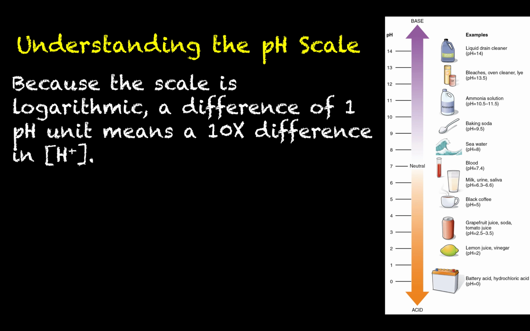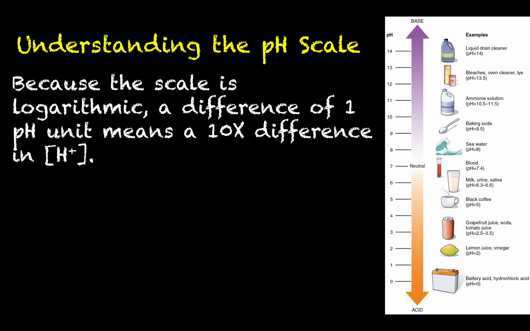The main thing I want you to understand about the pH scale itself is that it is logarithmic. So if you're comparing two pH values, being aware of the logarithmic nature of this scale is going to be very important for understanding the magnitude of how pH changes, especially when those changes don't seem to be very big.